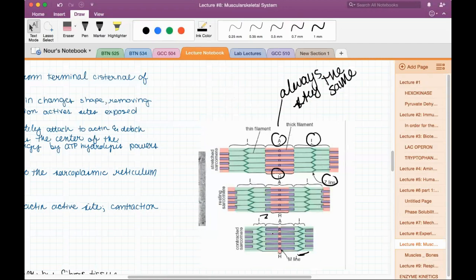Like when you're squeezing something, it gets shorter and shorter, right? The A zone is the center, so it stays the same always. The same thing happens with the H zone as with the I zone: they get smaller and smaller as a contraction occurs. So when you think of contraction, the A zone stays the same, the Z line gets closer to the center, and the I zone and the H zone all get shorter. Just remember that.